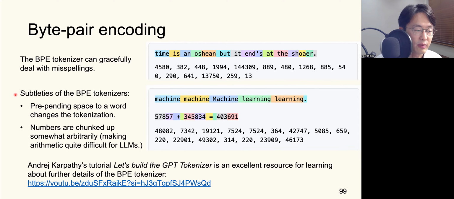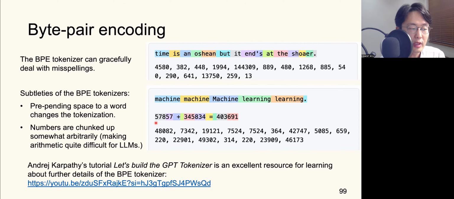Here are some subtleties of the BPE tokenizer. So prepending space to a word changes the tokenization. So here we have machine, that's this token. And then we have space machine, so that's a different token. And then capital space machine, that's also different. And then here we have learning and learning. And actually, both of these are space learning, and those two result in the same tokenization. So the fact that a base word and space prepended to that base word results in a different token might feel a little bit unsettling, but it is what it is. And maybe there's a better way to do things, but this approach works.